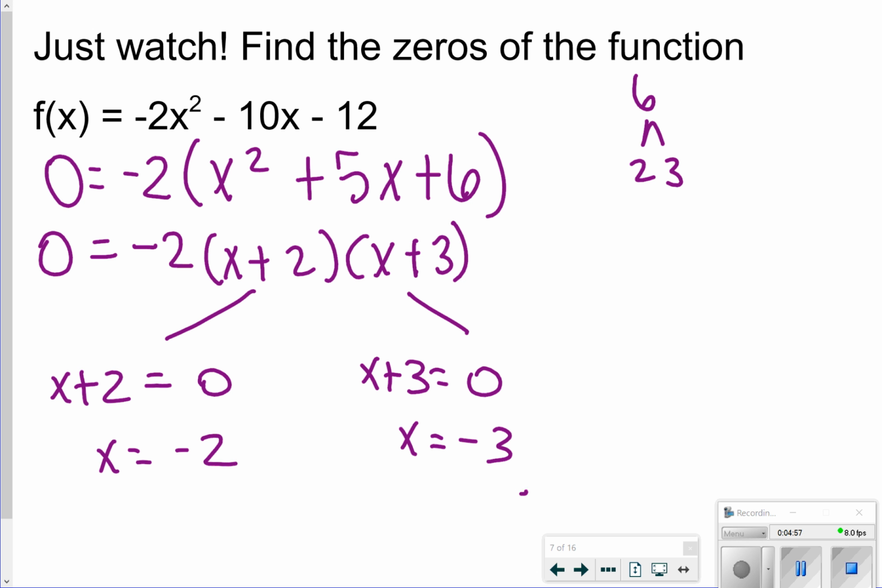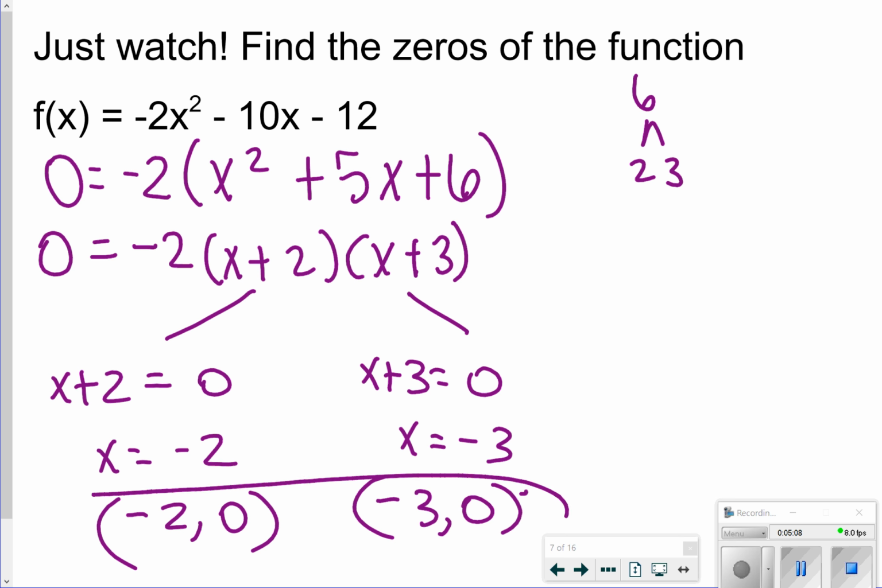And maybe a good way too is you can write these in your ordered pair: negative 2 comma 0, and negative 3 comma 0. That would be where you would actually plot those points because this is showing us again the x-intercepts.